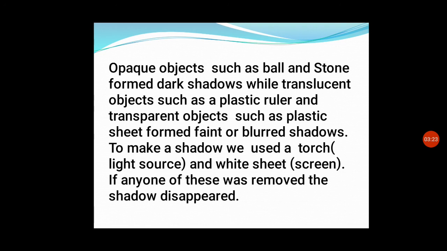To make a shadow, we used a torch as a light source and white sheet as a screen. If any one of these was removed, the shadow disappeared. While making this shadow, you can remove any of the things and see whether the shadow will be formed or not. Okay, definitely it will disappear.